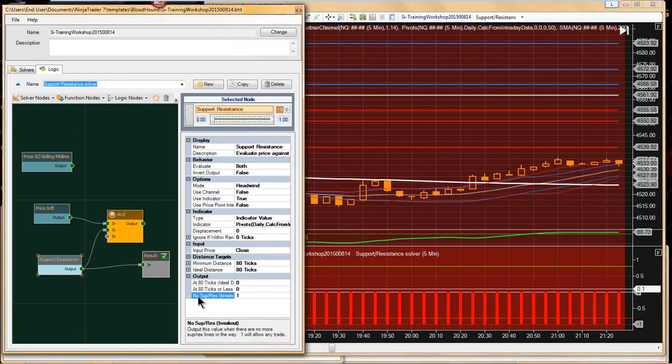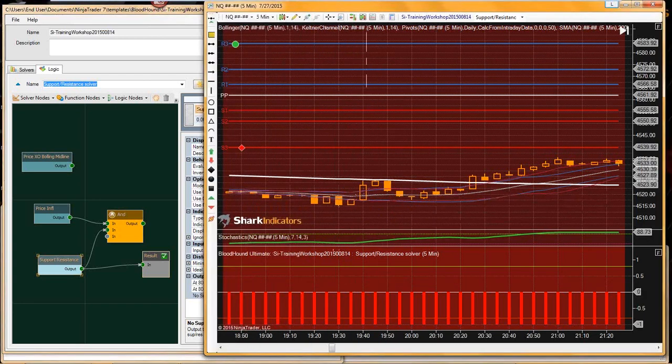So with this set to 1, that means that we're clear to take a short trade anytime price breaks below. In other words, what it's saying is that there's no more support. There's absolutely no more support lines below price anymore. And so the solver is saying you're clear to take a short trade, right?